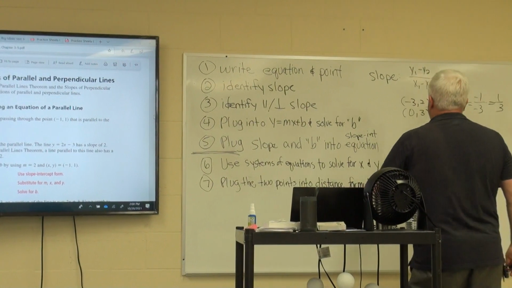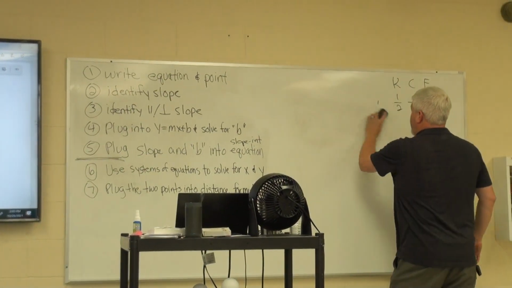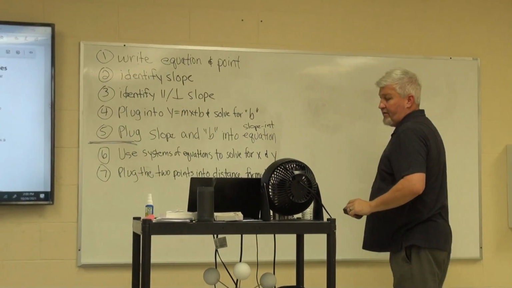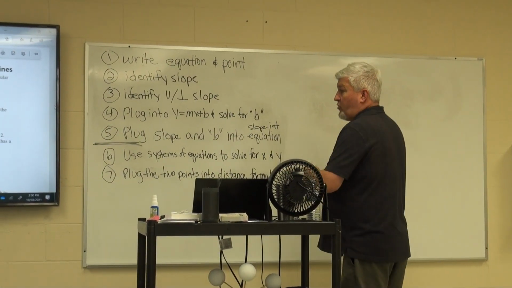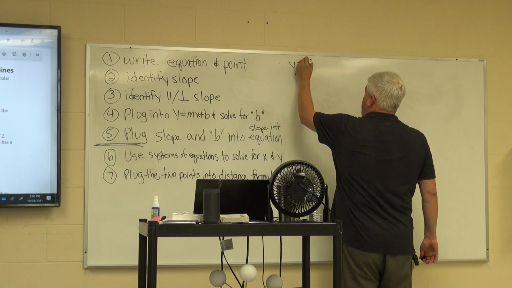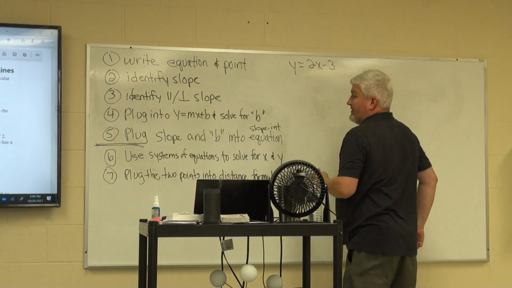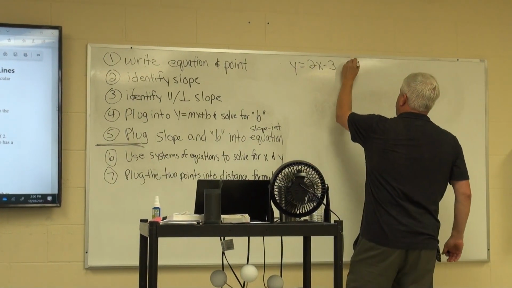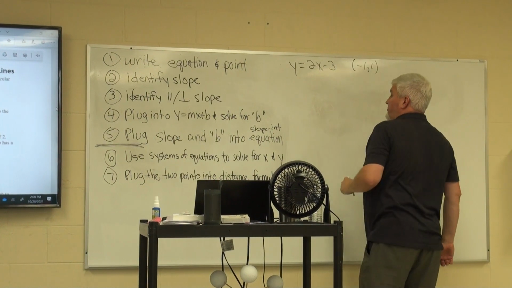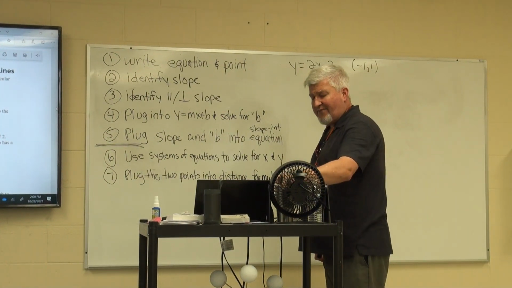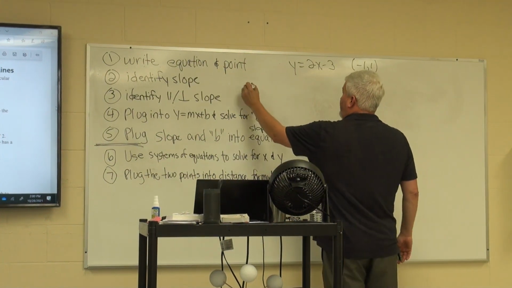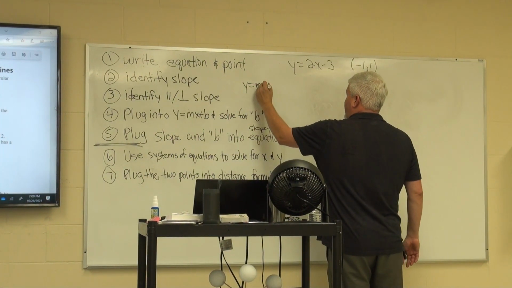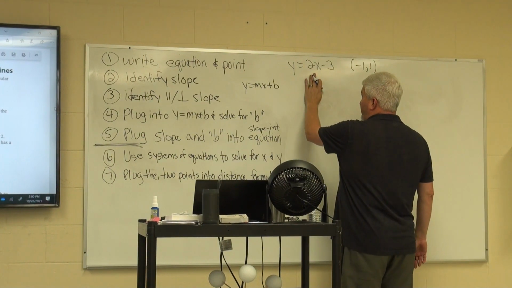And the first step is very easy. You're just writing down the information you've been given. Write down the equation and the point. So in this one, the equation, y equals 2x minus 3, and the point is negative 1, 1. Step 1 completed. Step 2, identify the slope. Okay, so I look here, remember your form y equals mx plus b, m is the slope. My slope of this line is 2.